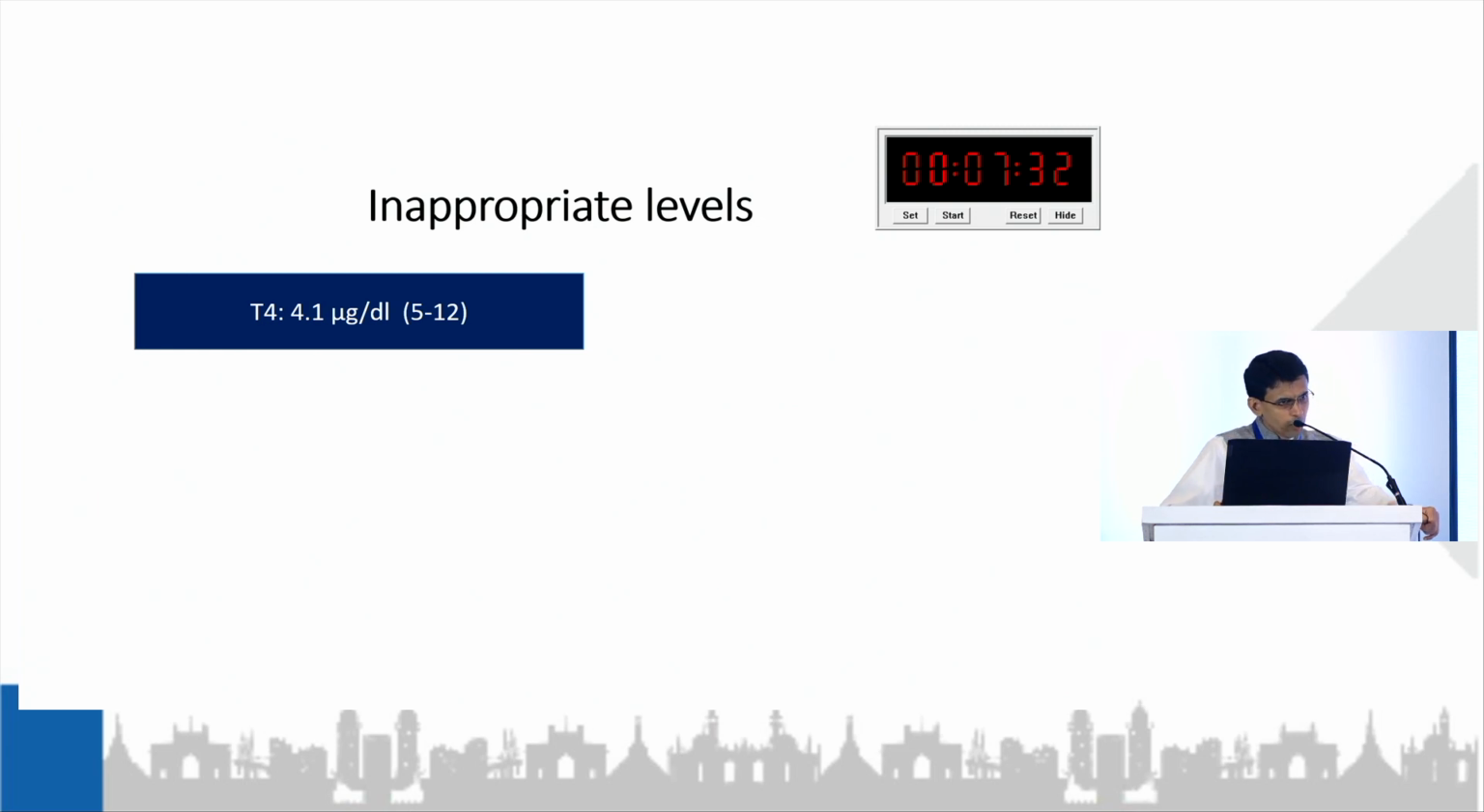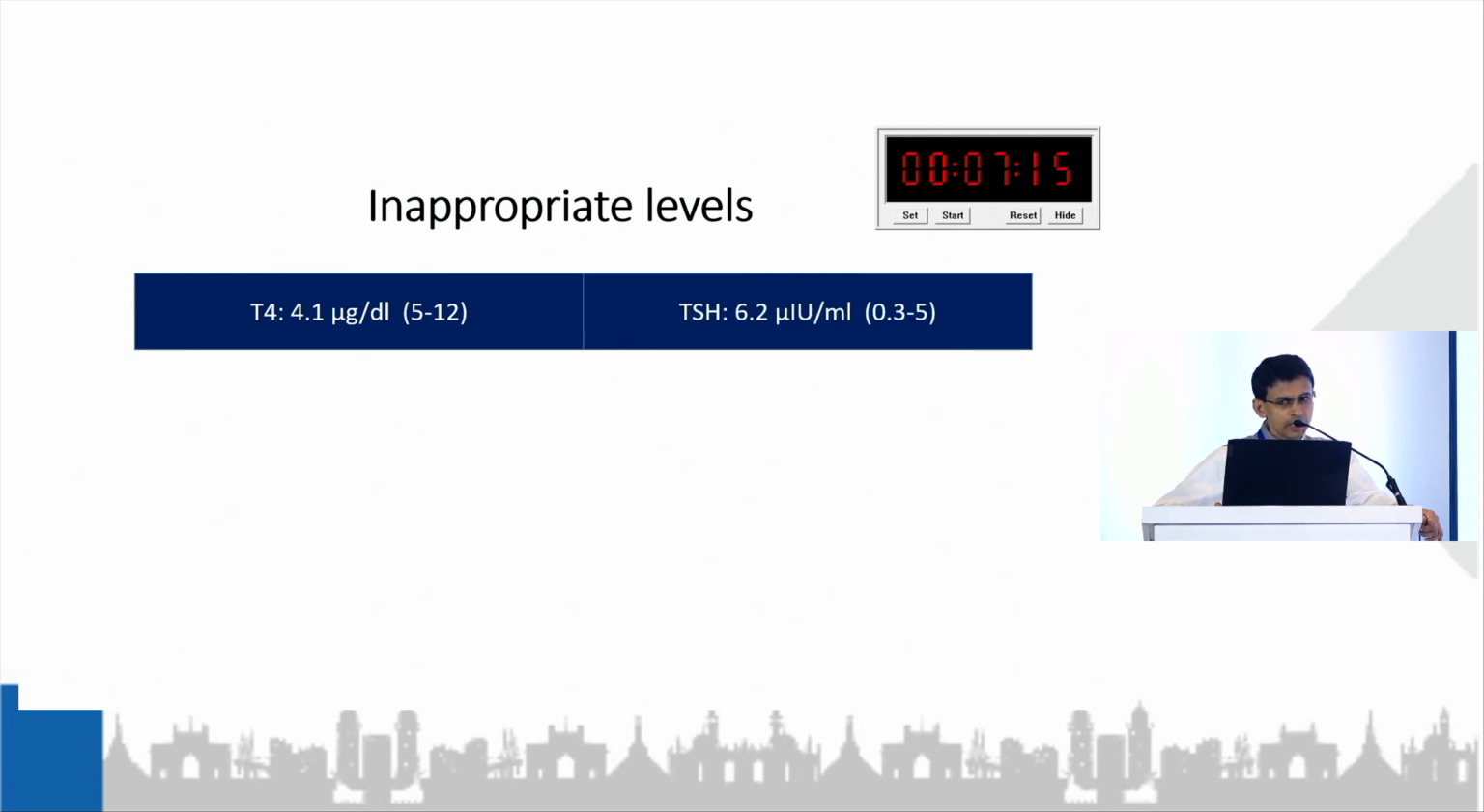The T4 is 4.1, that's on the lower side, 5 to 12 being the normal. So what is the expected TSH? Because the T4 is low, in primary hypothyroidism the expected TSH will be around minimum 40 to 50. So for a T4 of 4.1, we expect the TSH to be that much. Suppose the TSH comes like this, 6.2, always think central hypothyroidism. You don't jump to conclusions, but always ask for other pituitary hormones as well as repeat the thyroid function again.